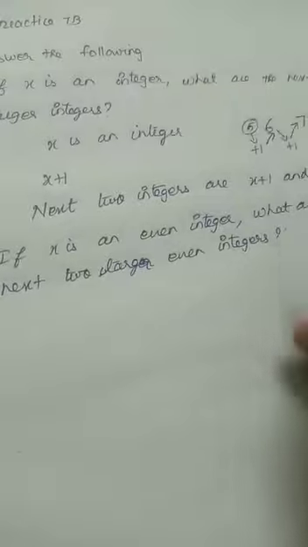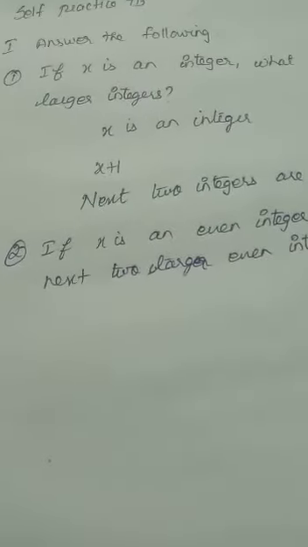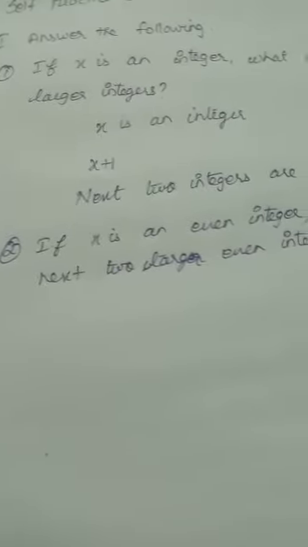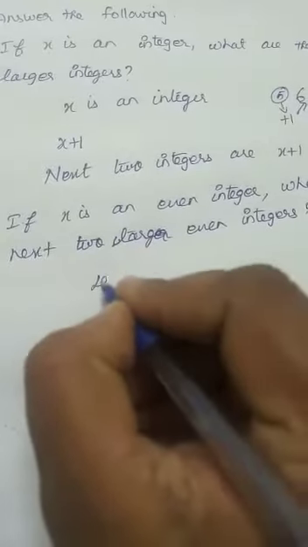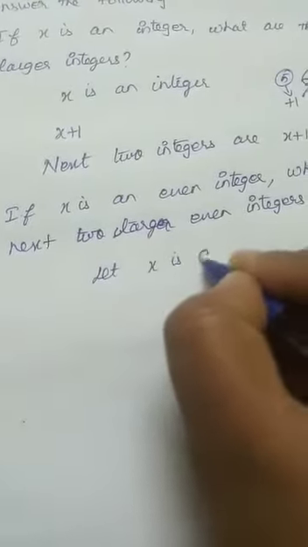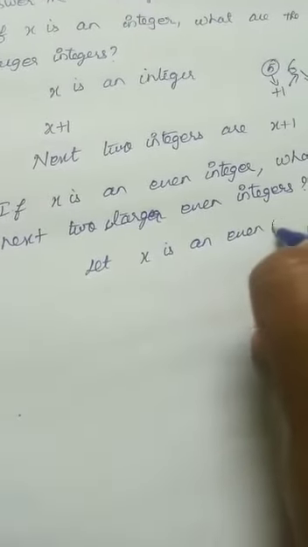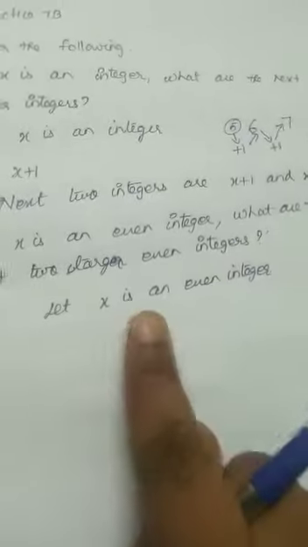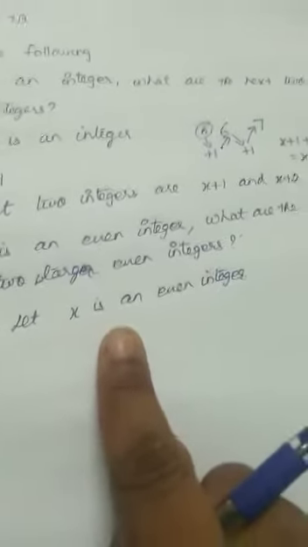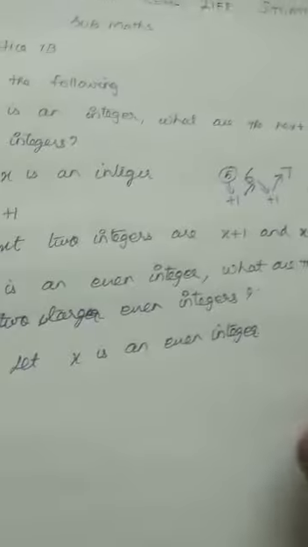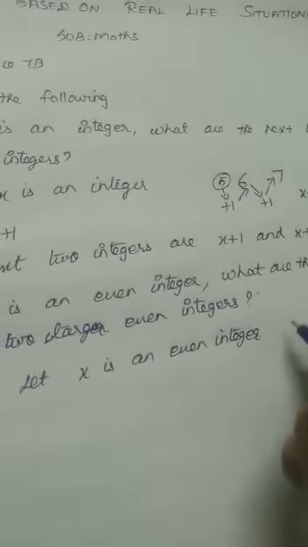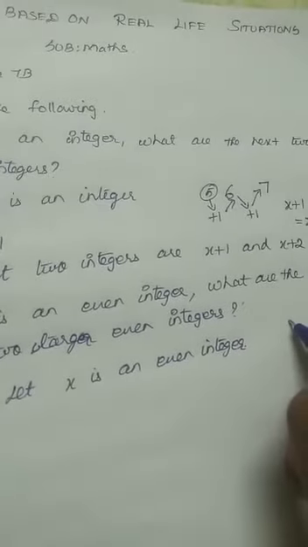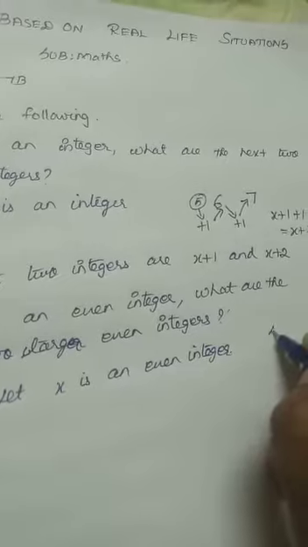Okay, first we have to take x as an even integer. It is given in the question itself. So let x be an even integer. According to the question we can consider. Okay, now x is an even integer. So let me consider one example sum. Your example is even integer. So let me consider one even number, 4.